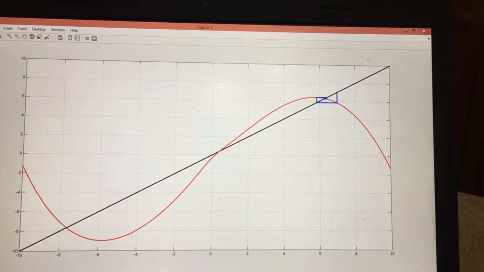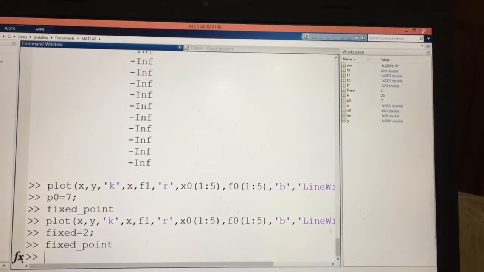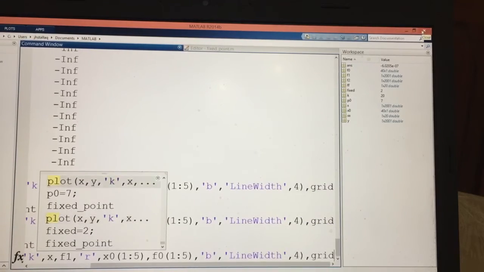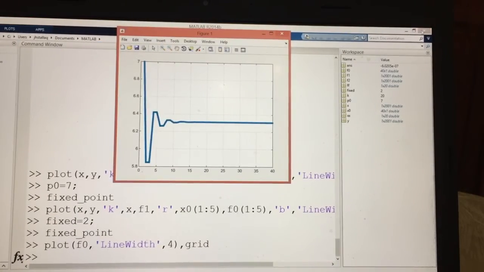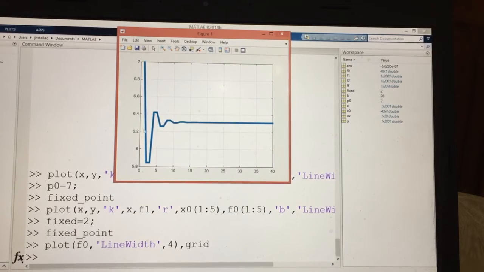So let's look at the plot, p0. As you see, we started at 7. It comes to something like 5.8, and then oscillates, and finally it finds the solution. So that's an oscillatory solution, but it converges to the final solution. We have 6 point something as the final solution. It's probably 6.3, and we can check that.